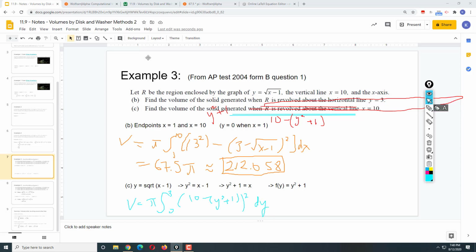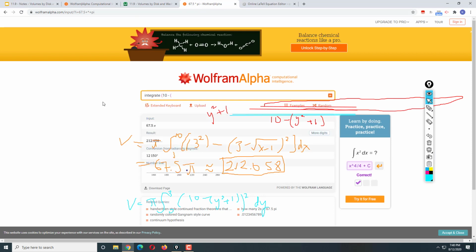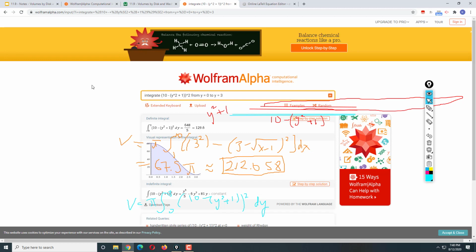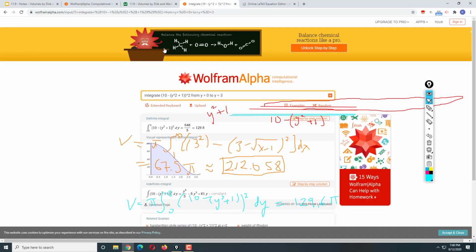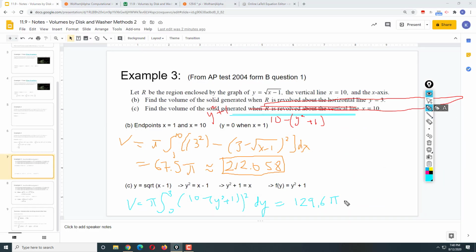Again, we'll use Wolfram Alpha to just do this calculation. We're integrating 10 minus (y squared plus 1), the whole thing squared, from y equals 0 to y equals 3. We get 129.6. So this whole thing is equal to 129.6 pi. 129.6 times pi is about 407.150. So the volume is about 407.150.